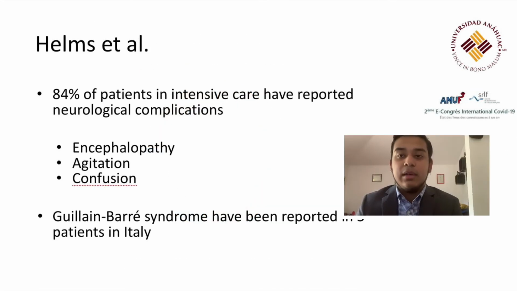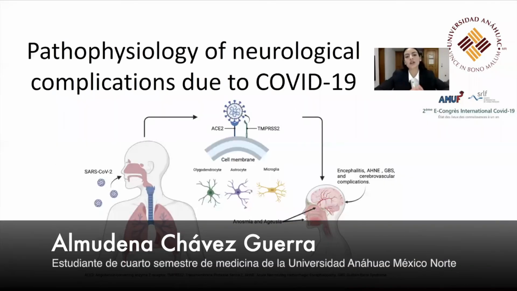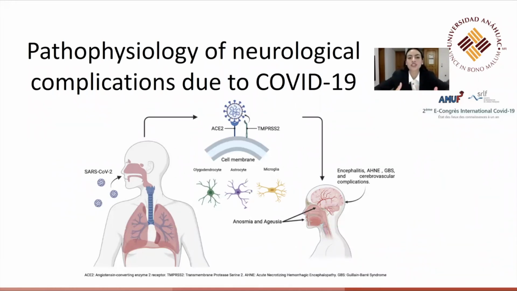And the study by Helms et al. showed that 84% of patients in intensive care for a severe infection had neurological complications, being encephalopathy, agitation, and confusion the main signs. And in the same way, the presence of Guillain-Barré syndrome was observed in 5 patients in Italy. Neurological complications occur in severe SARS-CoV-2, and the probability of having neuronal degeneration or cerebral edema is high. Some of the most common complications are smell and taste disorders, encephalitis, acute necrotizing hemorrhagic encephalopathy, Guillain-Barré syndrome, and cerebrovascular complications.